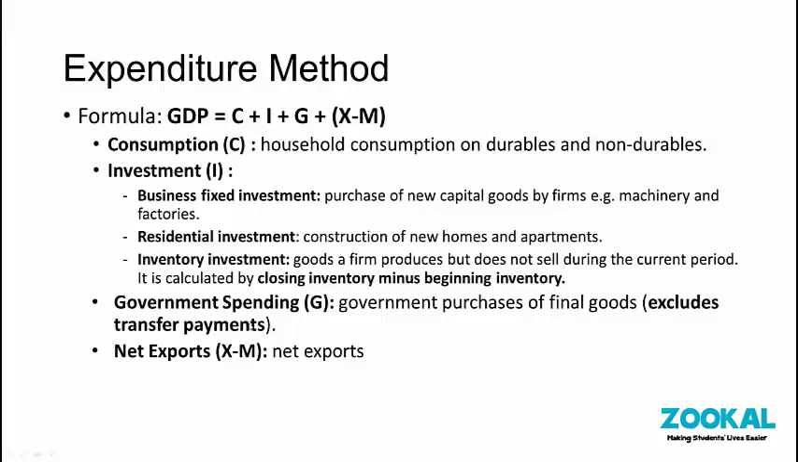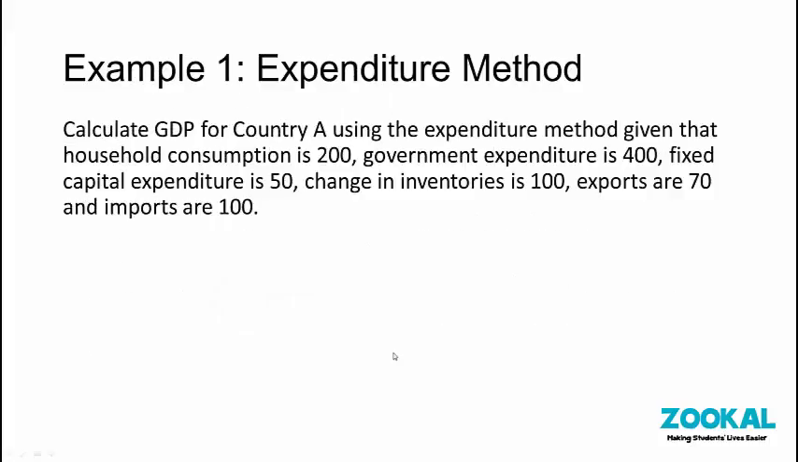So that's really important. And the last component of GDP is net exports. So this represents all the exports in the economy minus the imports in the economy. Okay, so now this is our first example on calculating GDP using the expenditure method. So here's a typical question that you might get in an exam.